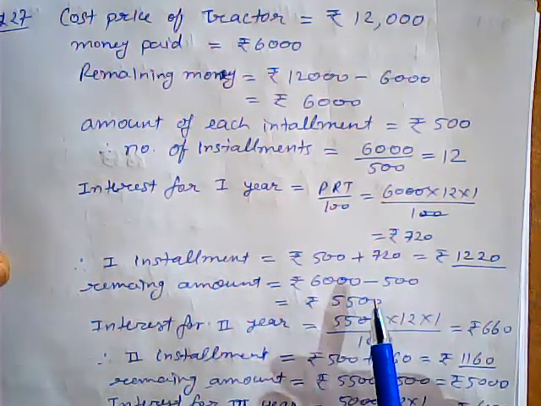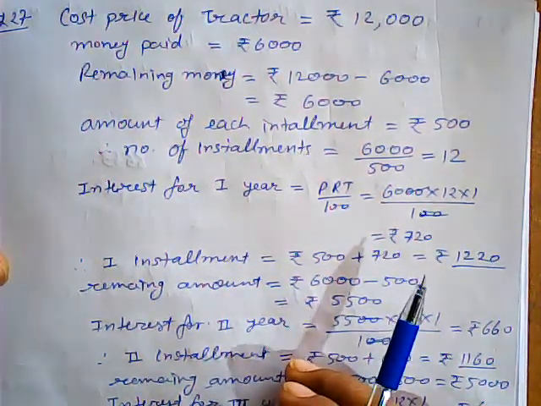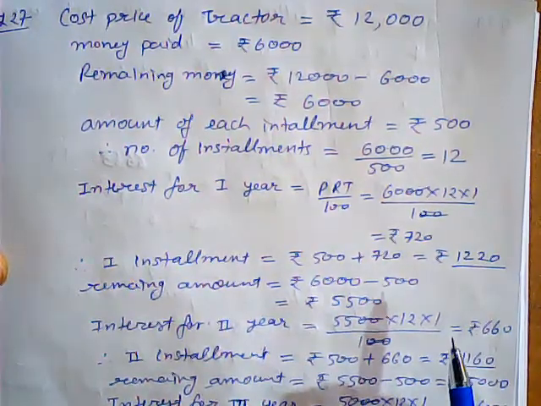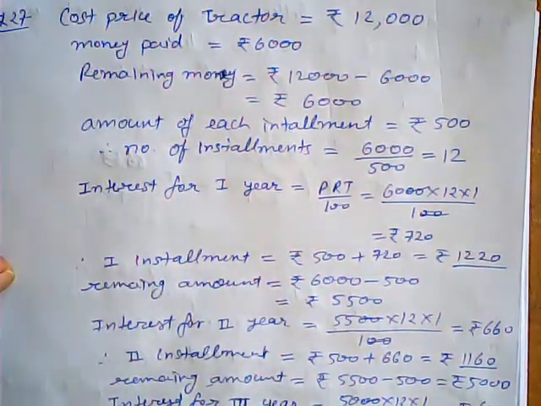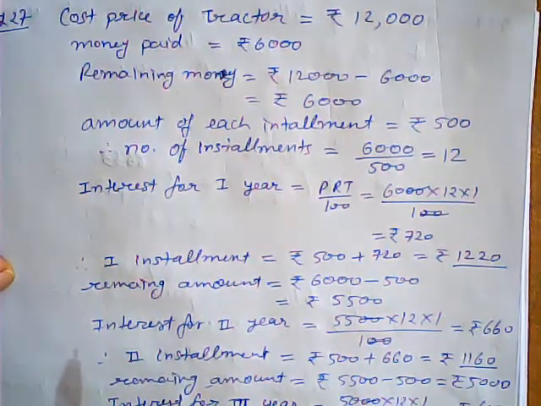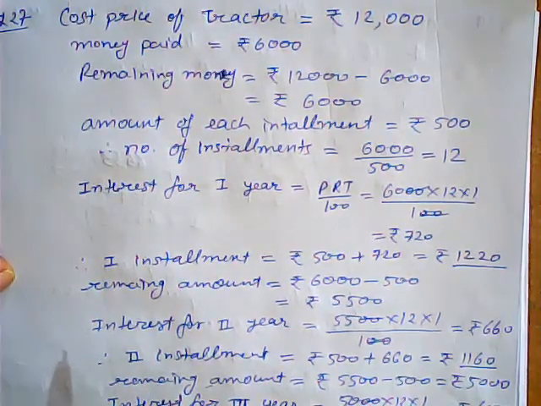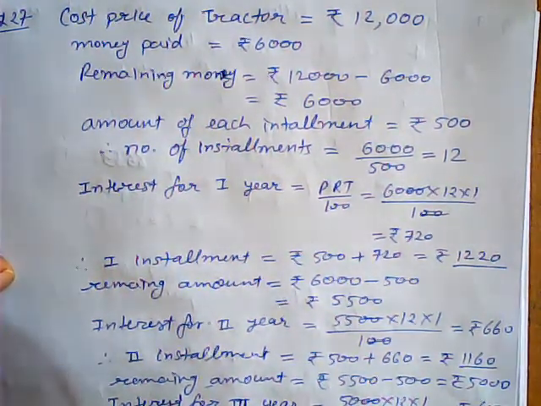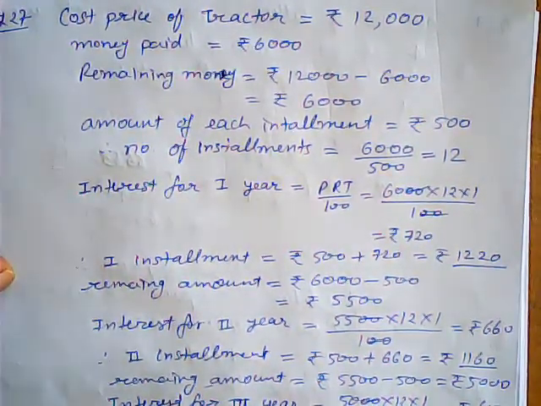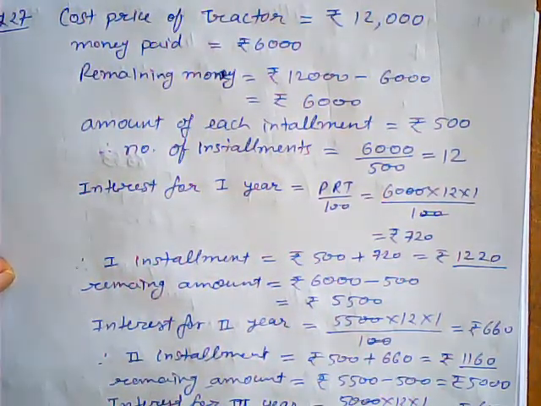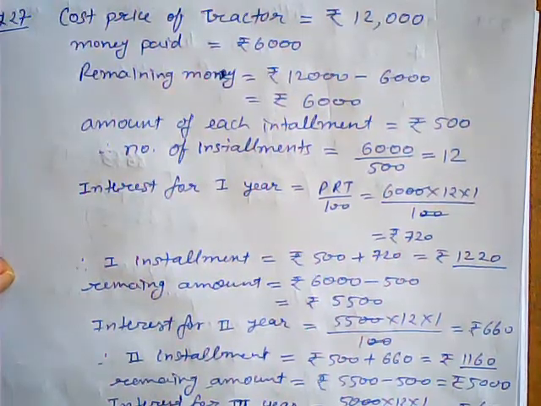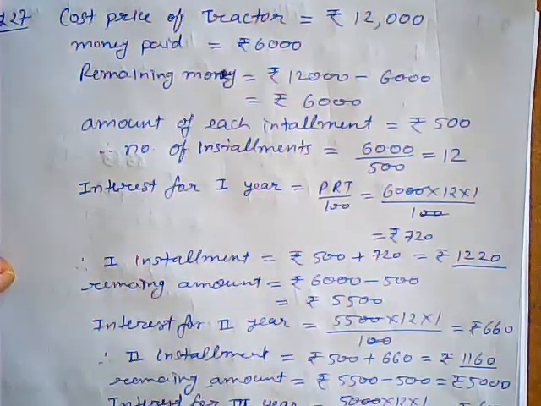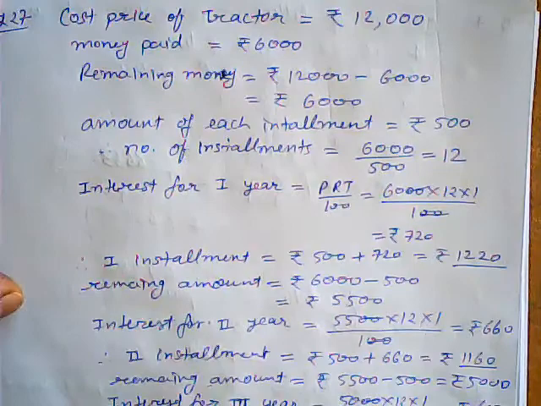Class 11th NCERT Miscellaneous exercise on chapter 9. Question number 27. A farmer buys a used tractor for rupees 12,000. He pays rupees 6,000 cash and agrees to pay the balance in annual installments of rupees 500 plus 12% interest on the unpaid amount. How much will the tractor cost him?